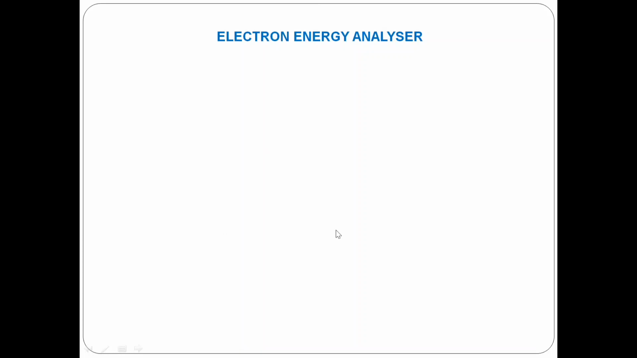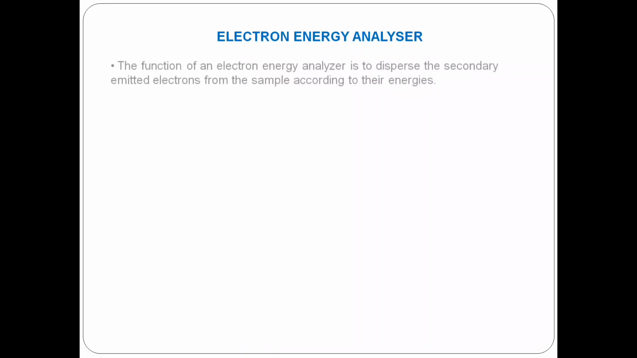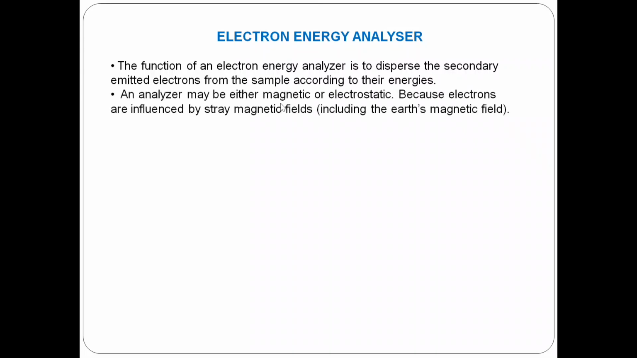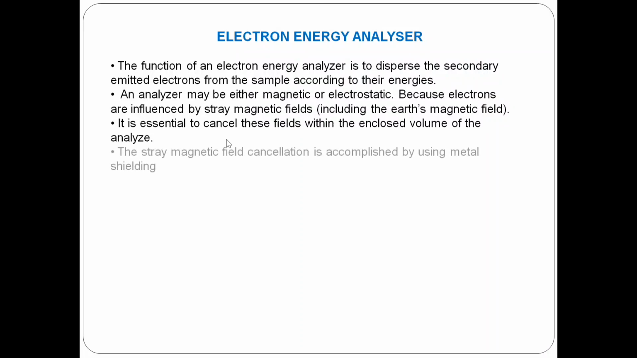Electron energy analyzer. The function of the electron energy analyzer is to disperse the secondary emitted electrons from the sample according to their energies. An analyzer may be either magnetic or electrostatic in nature, because electrons are influenced by a magnetic field. It is essential to cancel these fields within an enclosed volume of the analysis, and the stray magnetic field is cancelled by using metal shielding.